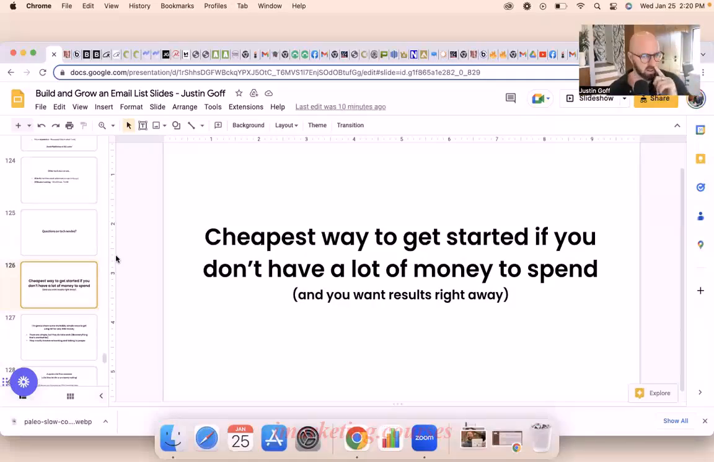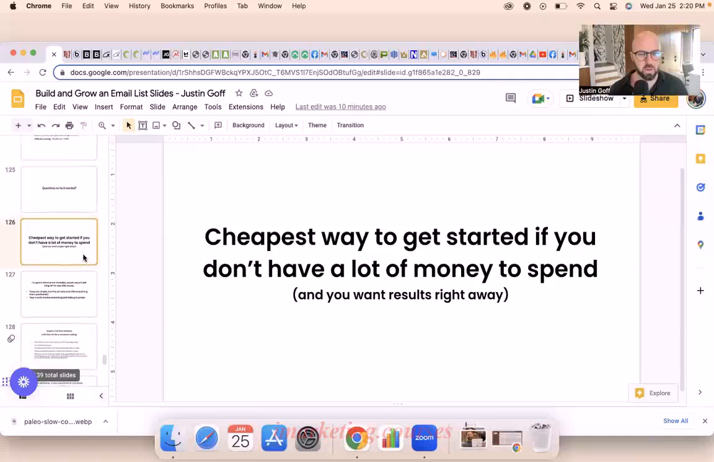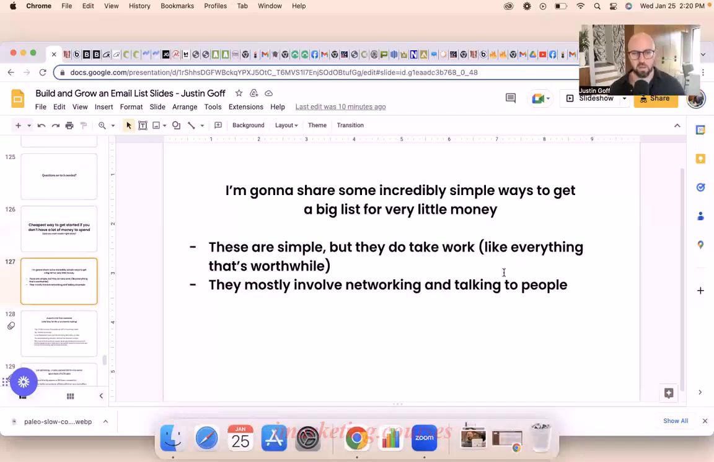Cheapest ways to get started if you don't have a lot of money to spend and you want results right away. So I'm going to share some incredibly simple ways to get a big list for very little money. These are simple, but they do take work. Everything that is worthwhile does take work. This is not a push button solution to have a 100,000 person list tomorrow. That's not the way the real world works, but you can acquire a big list pretty quickly with a little effort on your part. And it mostly involves networking and talking to people.